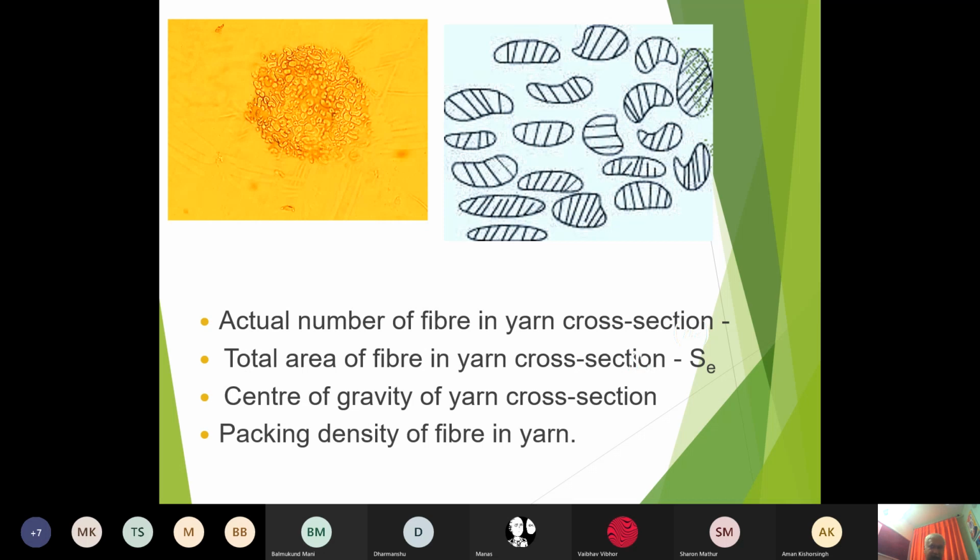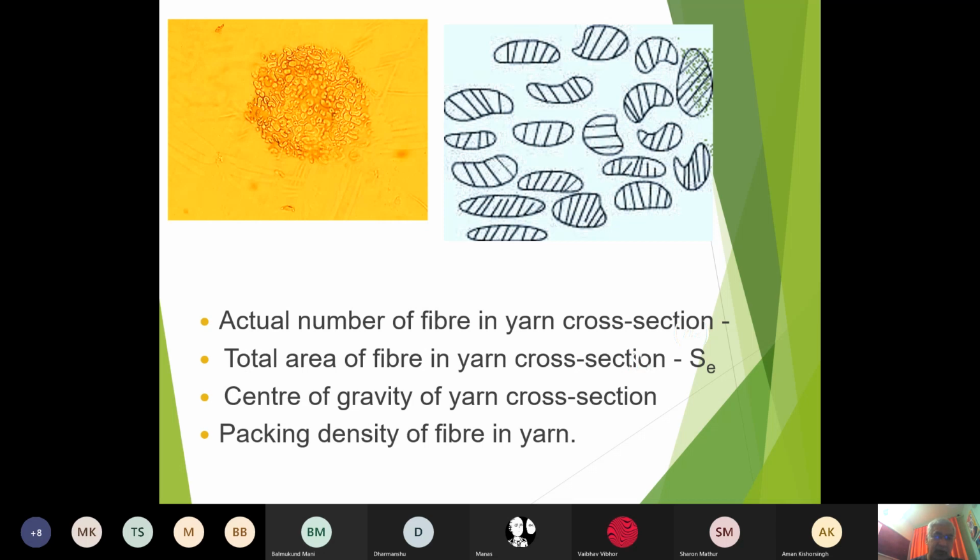Suppose I have a yarn cross section, which I'm showing on this slide. This is a real yarn cross section, showing how the fibers look in a yarn if I cut the cross section. How to cut the cross section I will talk about later. But at this moment, assume that a cross section of the yarn is given to me. What information does this cross section give, and how can I use this information to explain the mechanics of yarn structure?